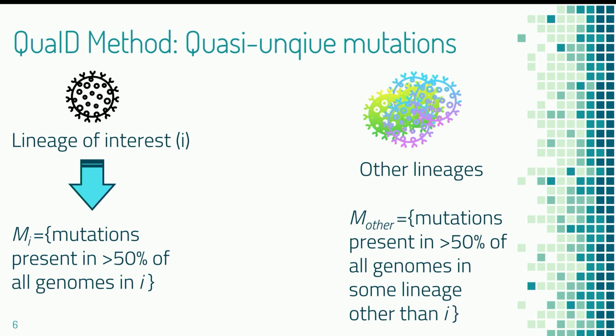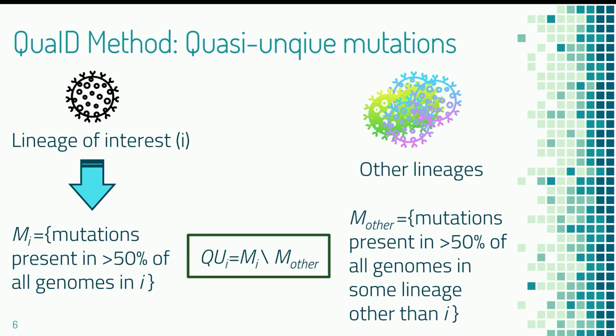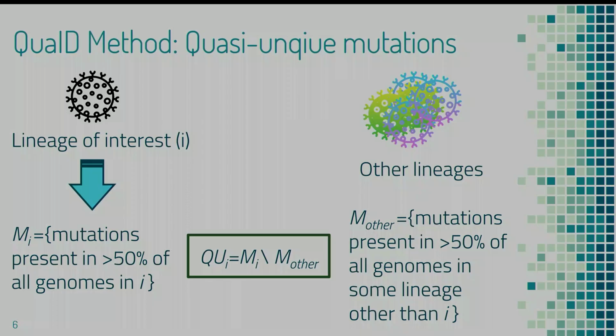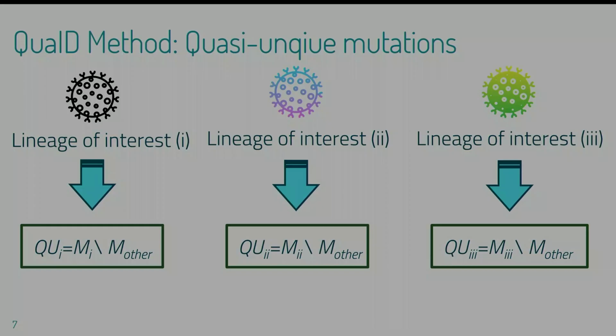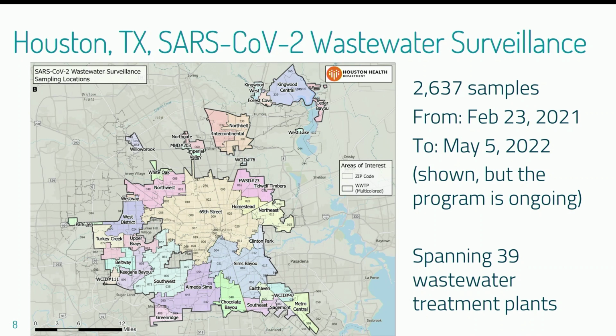The 50% cutoff is just an arbitrary number. Here, it makes sense and works in practice, but you can pick other numbers because our code is open and you can tweak parameters however you want. So quasi-unique mutations is basically what we have in there. We can define them for each lineage of interest. And all of that obviously eventually leads to the question of how we apply all of this.